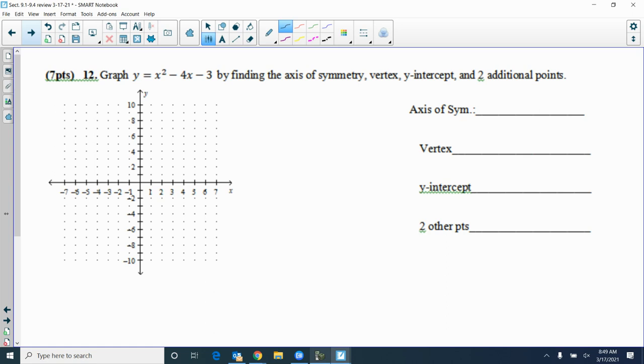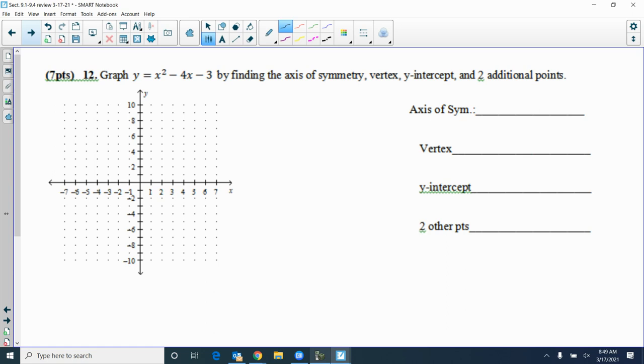Now, should we do this one together? Let's do this one together, and then I'll have you do 13. So for 12, it tells you exactly what to do. Find the axis of symmetry, find the vertex, find the y-intercept, and 2 additional points. You have to list them. You're going to see it very similar to on the test tomorrow. All of that good stuff listed.